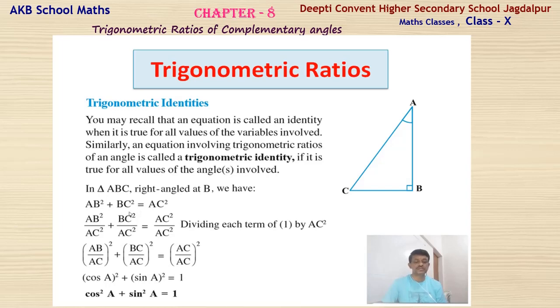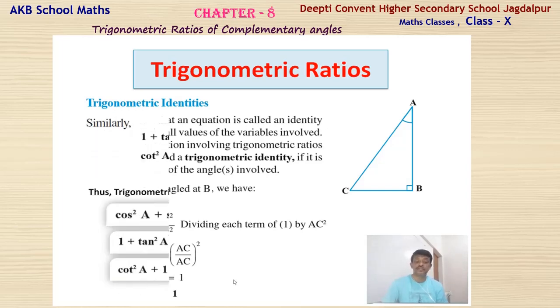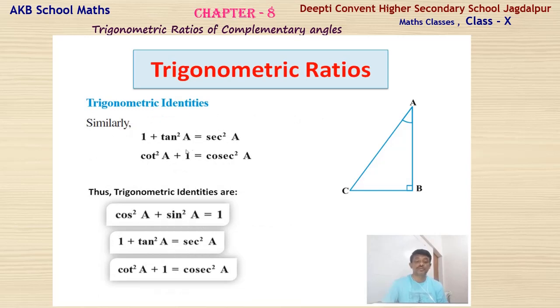Similarly, by dividing by BC square and by AB square, you can get the other two relations. These are called the trigonometric identities. Very, very important: 1 plus tan square A equals sec square A, and cot square A plus 1 equals cosec square A. So the three trigonometric identities are: cos square A plus sin square A equals 1, 1 plus tan square A equals sec square A, and cot square A plus 1 equals cosec square A. Remember these relations for solving questions, very, very important.